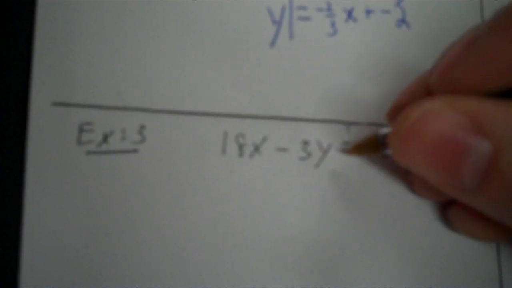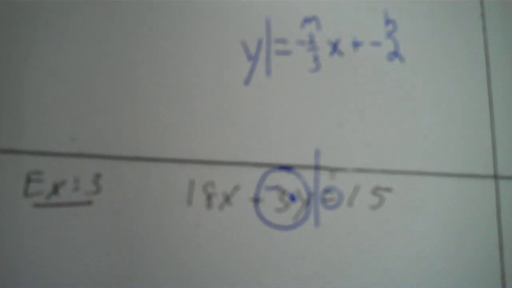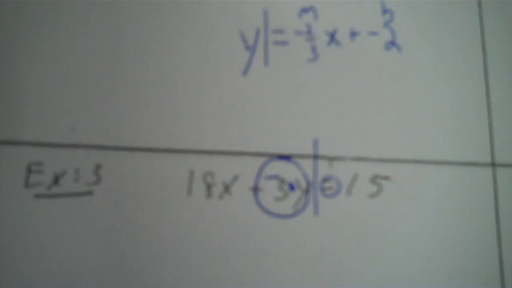Okay, example 3. Now we got to do something that we did not have to do on the first two problems. So I find my y. It's multiplied by 3, but with that minus, it's actually multiplied by a negative 3. If you have a minus in front of the y multiplier, make it plus negative.